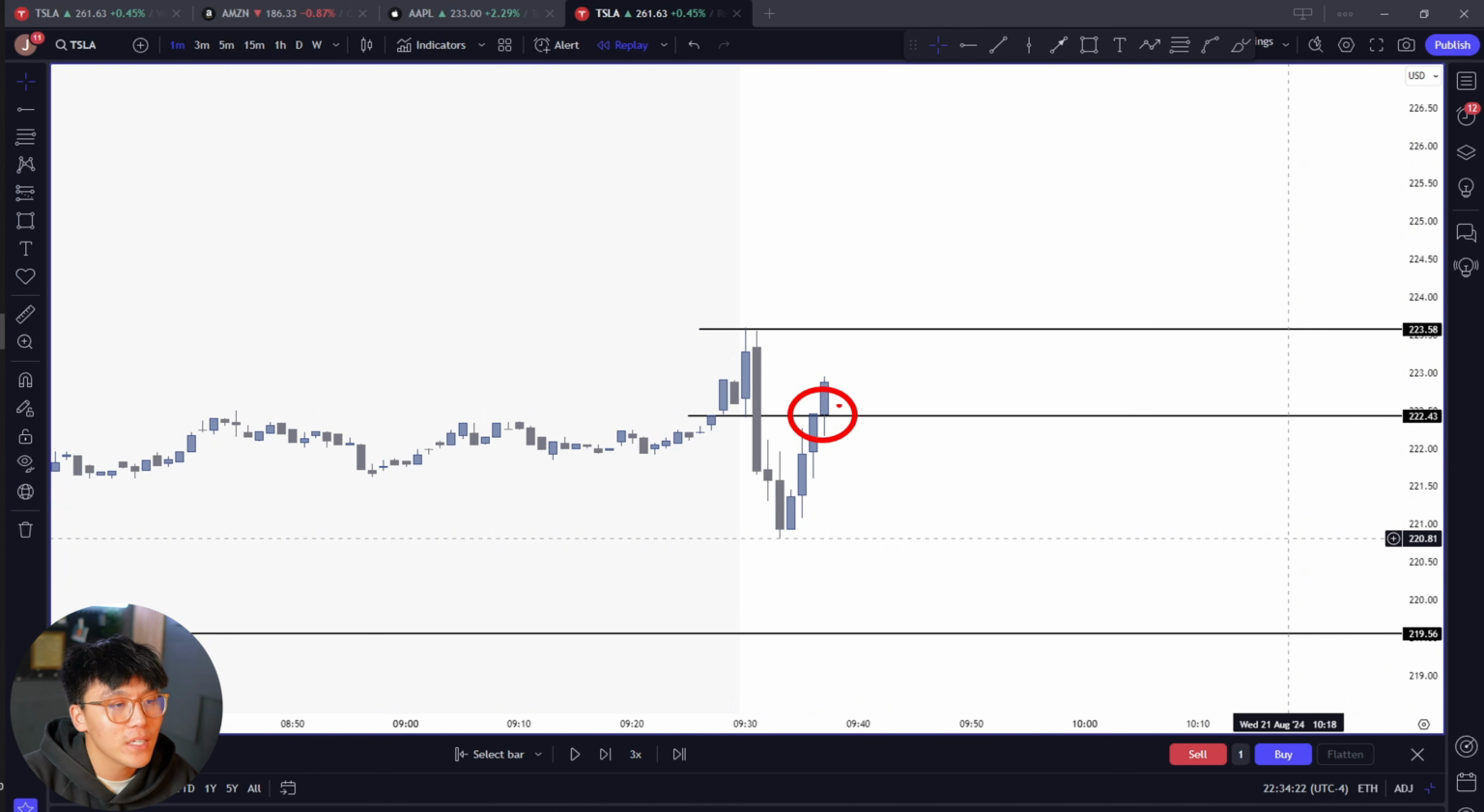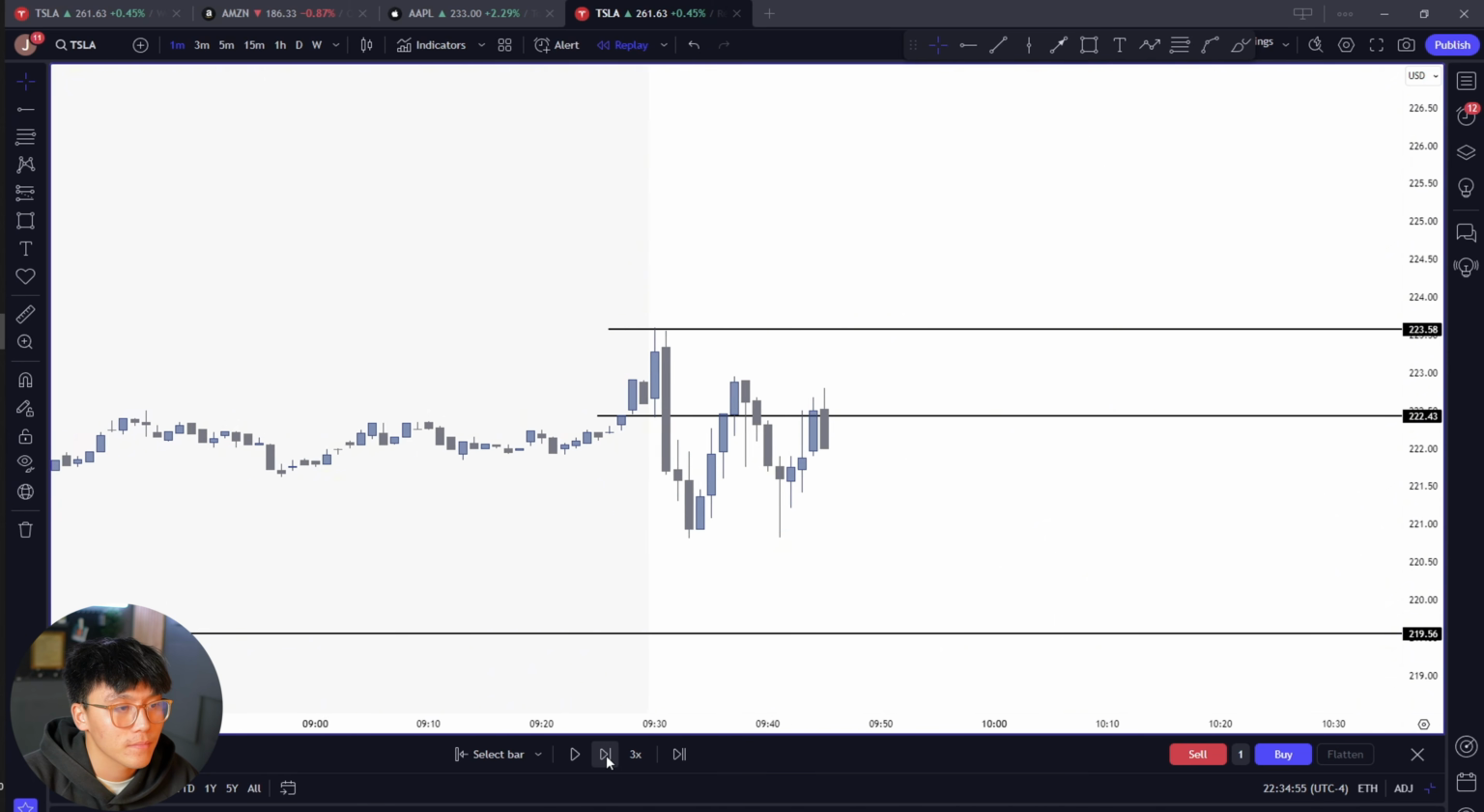So right now you can see we don't have a reaction, so I'm not going to look to take a short, right? I have to wait for confirmation around those key levels for me to have a higher probability setup. That's how I personally like to trade. I like to wait for confirmation candles around those key areas.